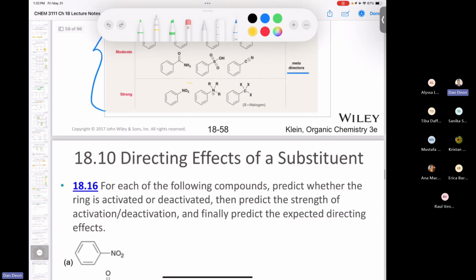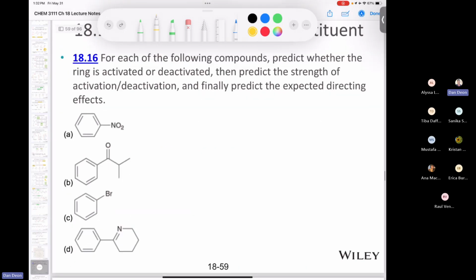So let's go back here. And so what we're going to do is write three things down. We're going to say deactivator. We're going to say strong, and it's going to direct to the meta position.